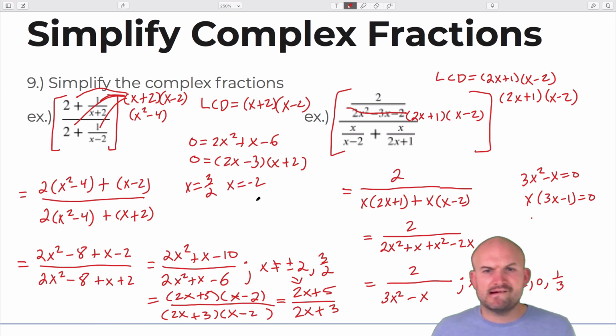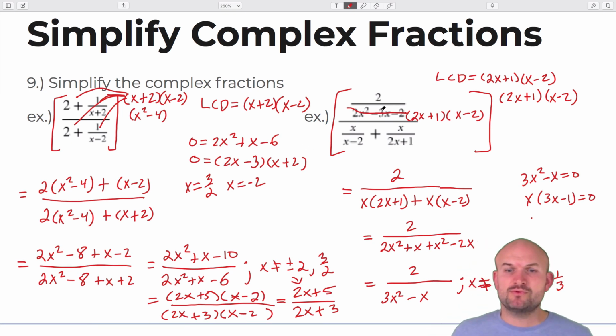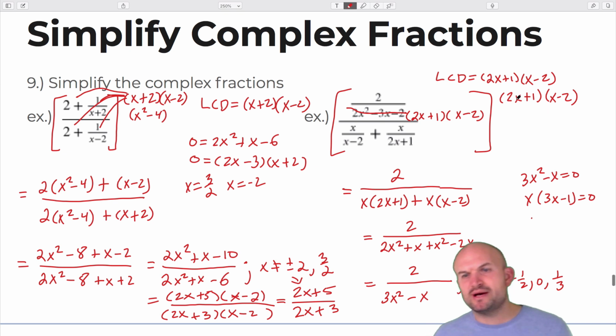All right, next one. Next one has 4 fractions. Fraction in the numerator, and then again, look to factor this. You factor out that numerator, 2x plus 1 times x minus 2, and therefore now you have 3 different denominators, x minus 2, the 2x plus 1, and you got these. You identify the LCD, 2x plus 1 times x minus 2. Therefore, that's going to be that product. You multiply everything by that.